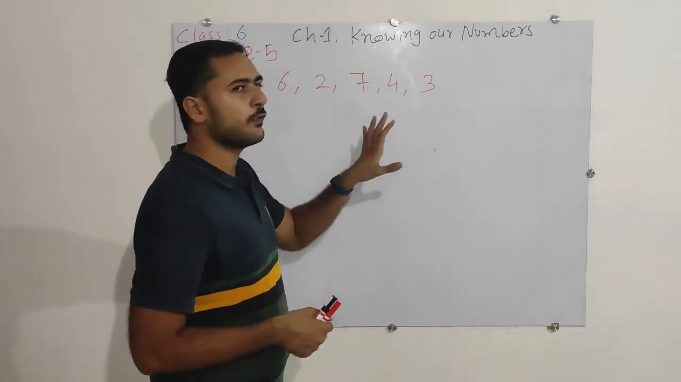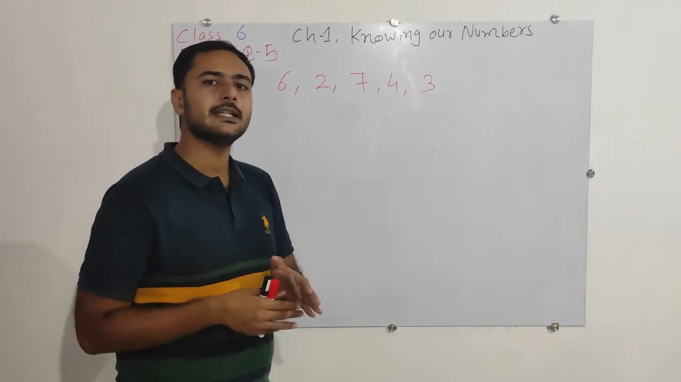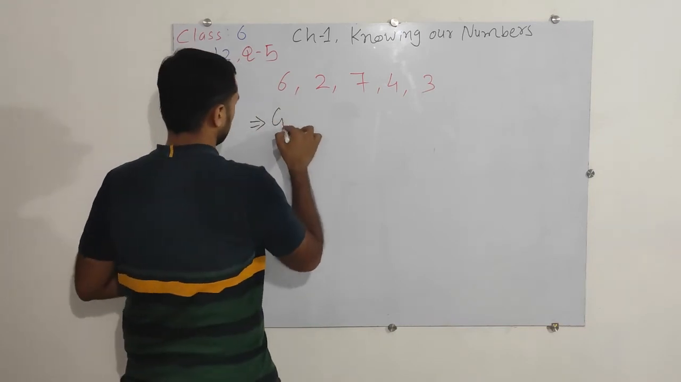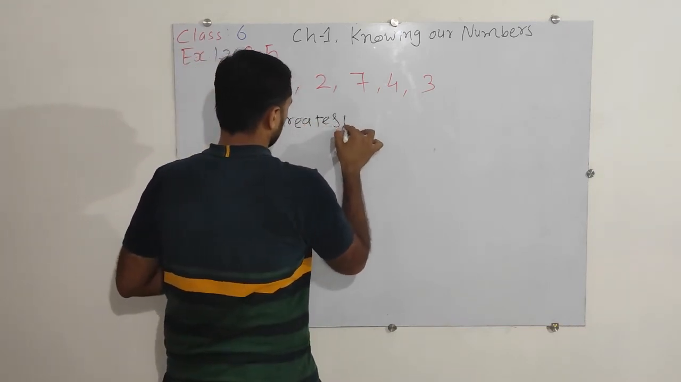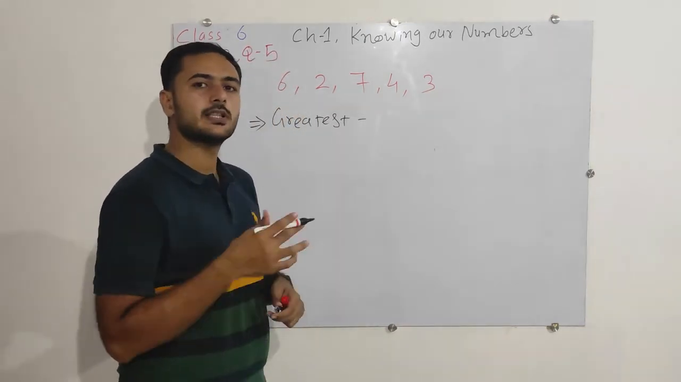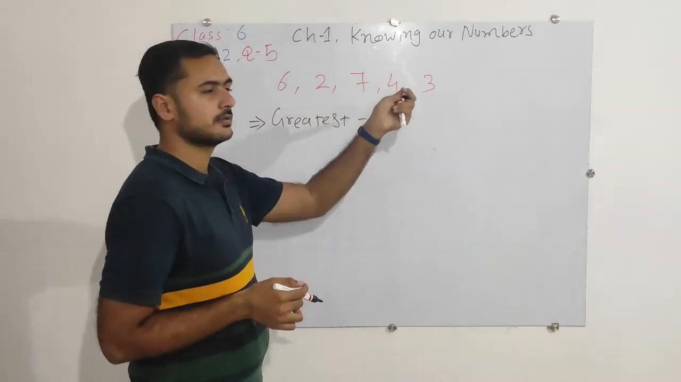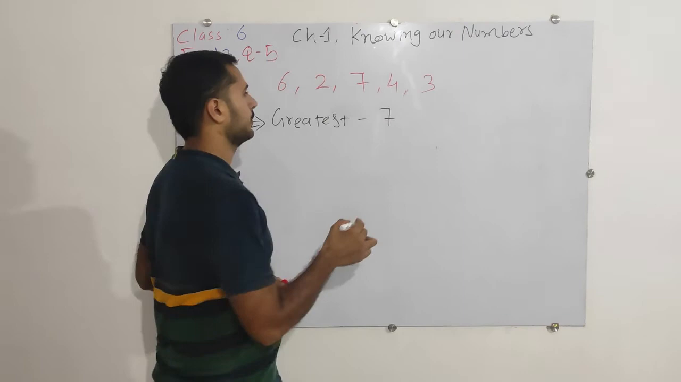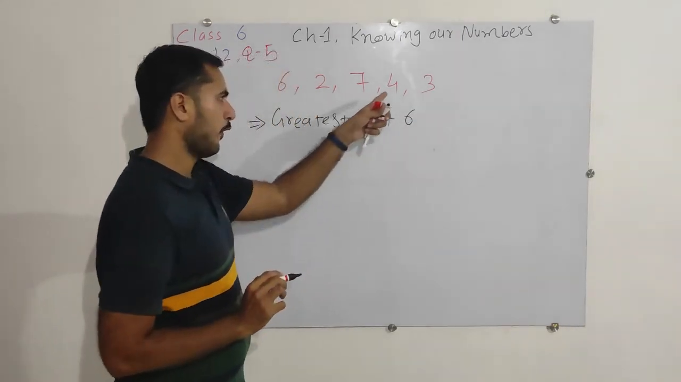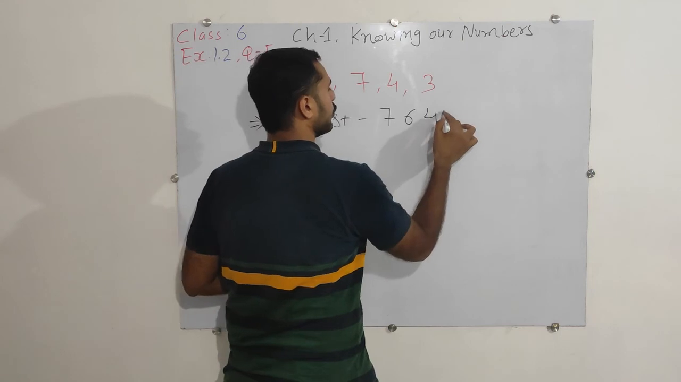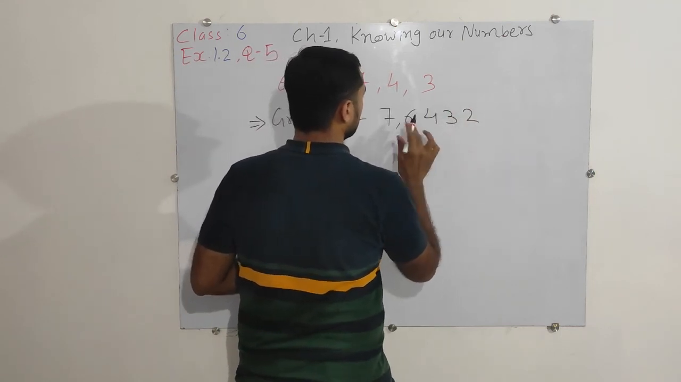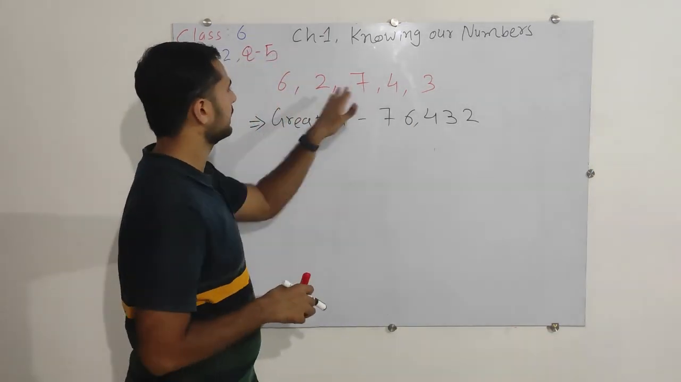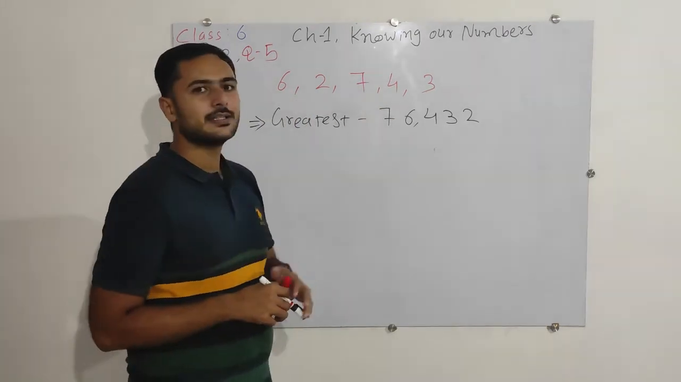So from these digits, first of all we are going to create the greatest one. How will we do it? We will start with the greater number. Which is the greater one? That's the 7. So write down 7. Then 6. So here is 6. Now 4. Then 3 and at last 2. So here we have the greatest number which we formed from these 5 digits.